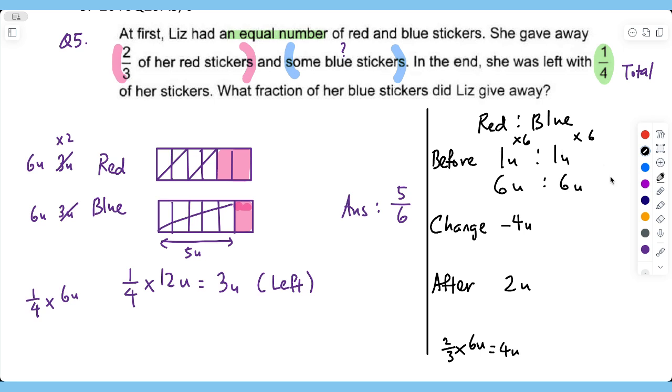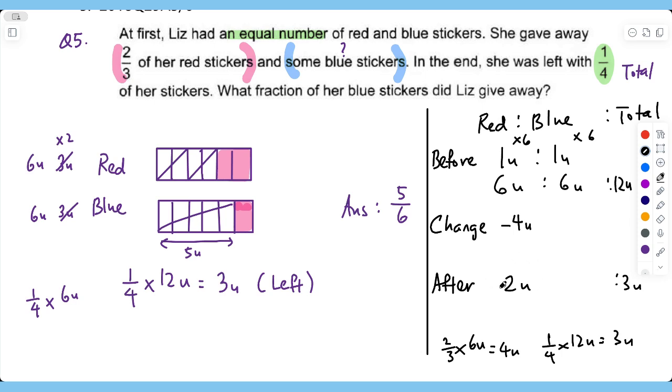And then she's left with 1/4 of her stickers. So first we have to find out what's the total number of stickers she had, which is 6 plus 6, which is 12 units. So what's 1/4 of the total 12 units? That will be 3 units. That means she's left with 3 units.